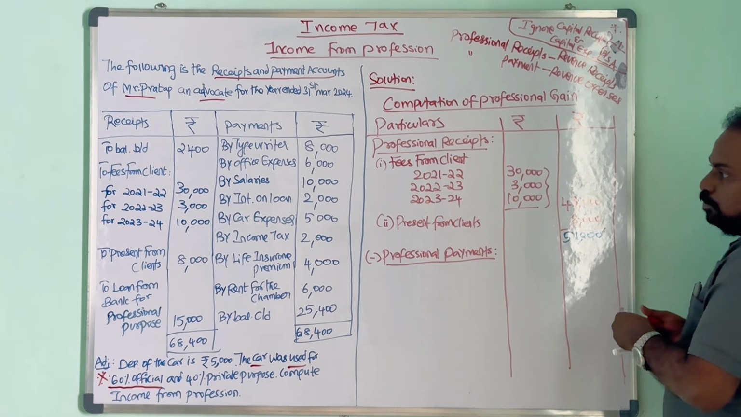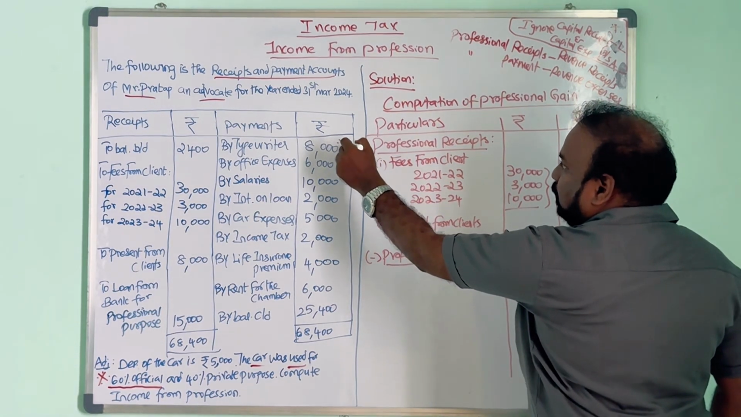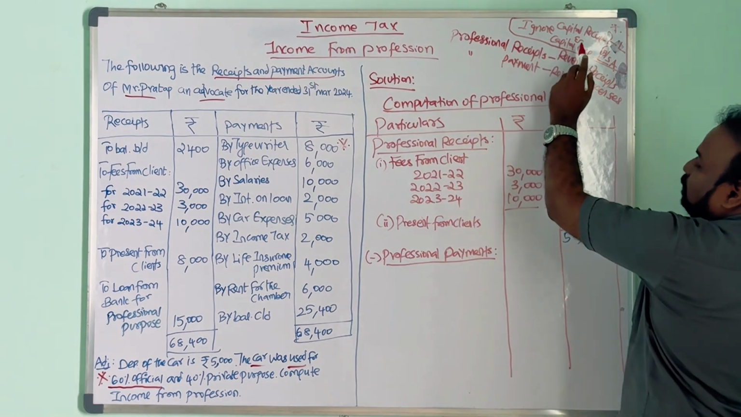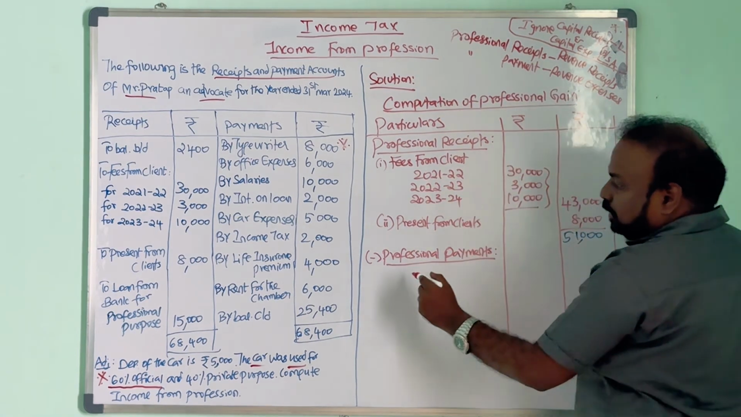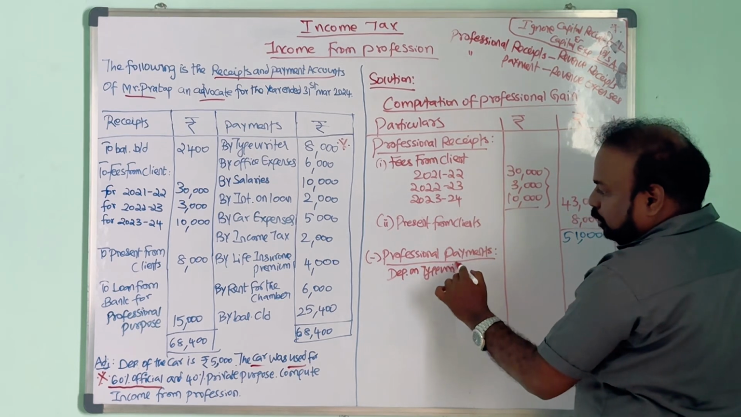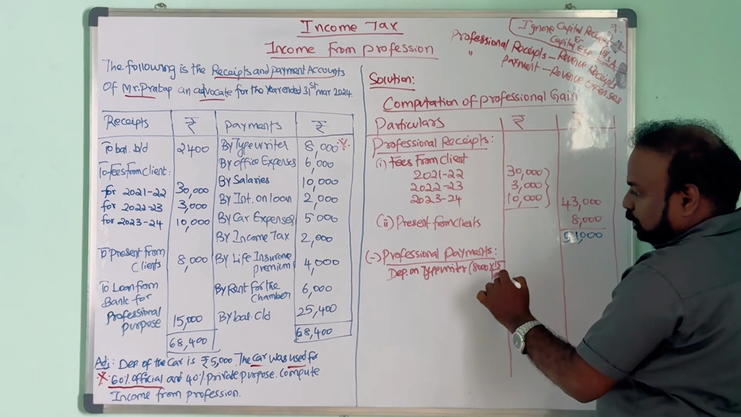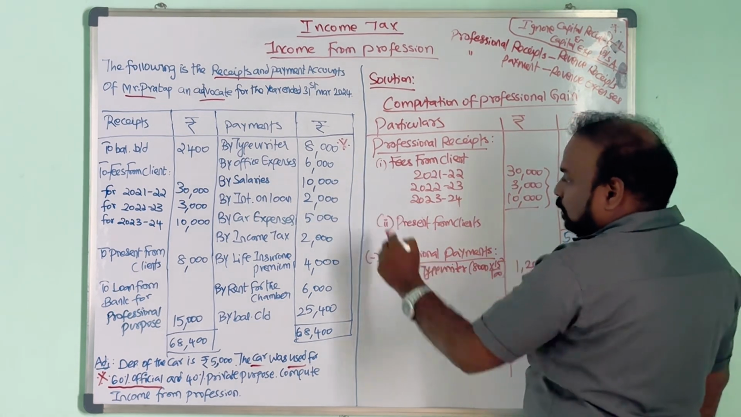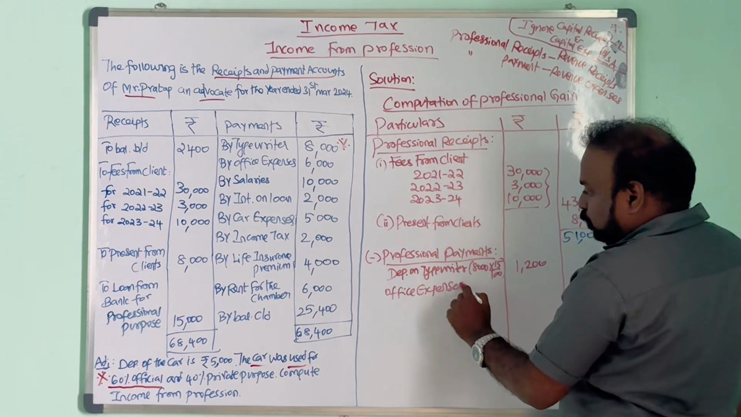Now come to the payment. Typewriter is a capital expenditure, that should not come here. I told you already, ignore capital expenditure. We should consider only revenue expenses and revenue receipts, but depreciation on typewriter should be taken. The rate of depreciation for typewriter is 15%. So 8,000 into 15% becomes 1,200. Then office expenses 6,000.